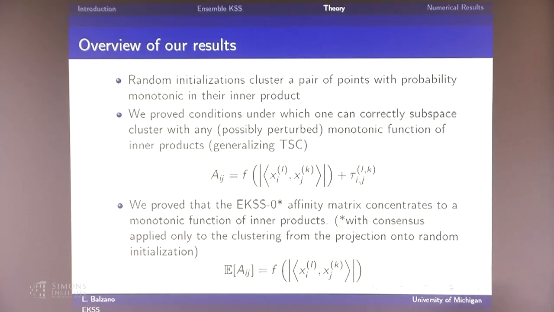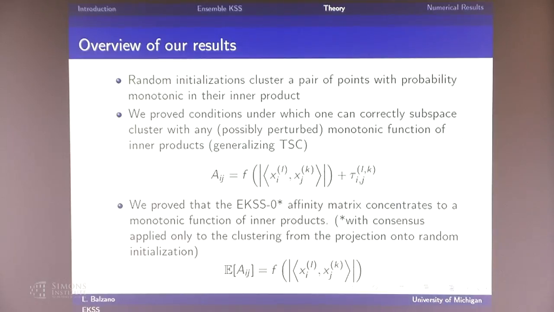Okay, so then what can we say about it? This is just an overview. I'll say things briefly, and then I'll try to go a little bit into each one. So first, we understand that just from a random initialization, it clusters a pair of points with probability monotonic in their absolute inner product. Okay, so the closer two points are together in the data set, the more likely they are to be co-clustered. That makes sense, but we now understand it in a more precise way.